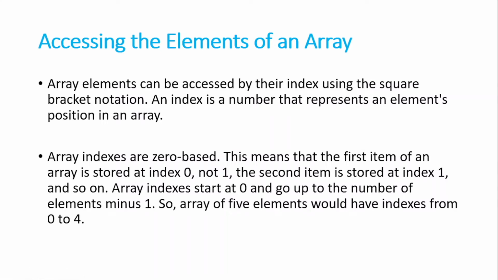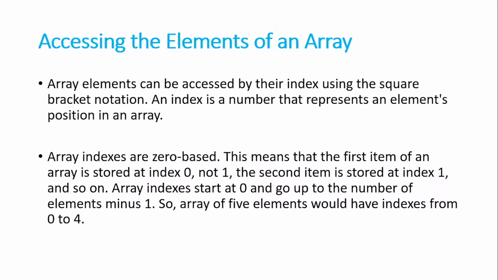So how can we access elements inside the array? Array elements can be accessed by their index. I told you about the index, which starts from 0 in JavaScript, using square bracket notation. An index is a number that represents an element's position in an array. Array indexes are zero based, that I told you. This means that the first item of an array is stored at index 0, not 1. The second item is stored at index 1, and so on.